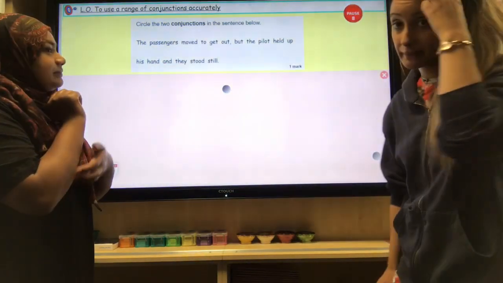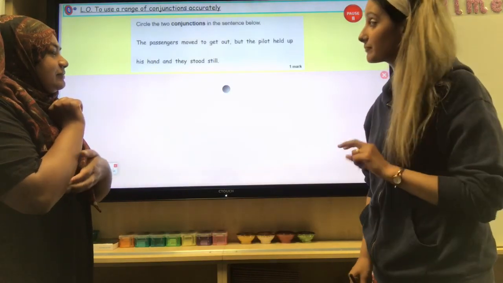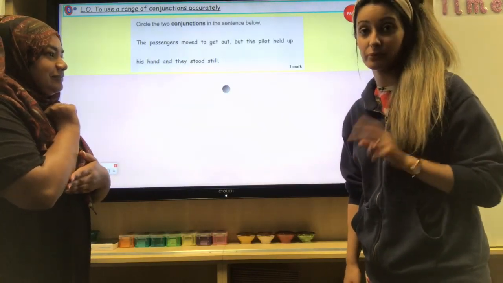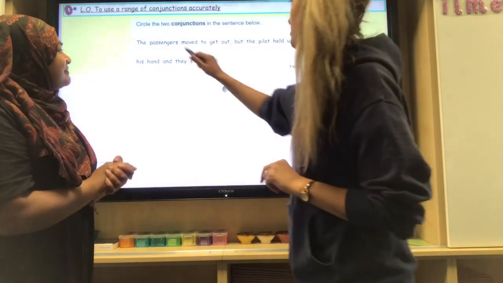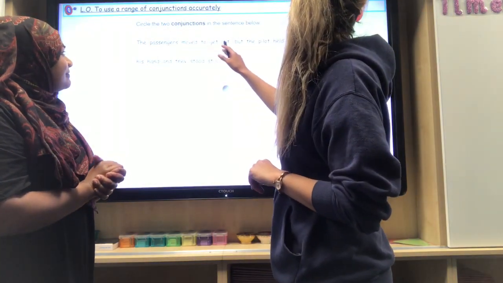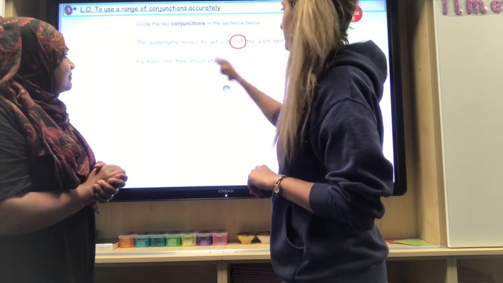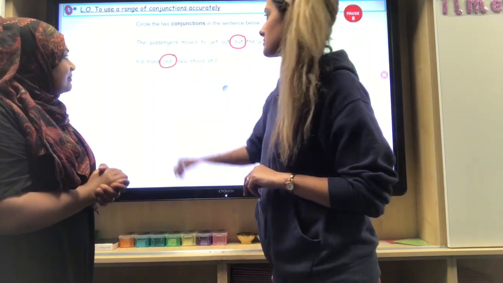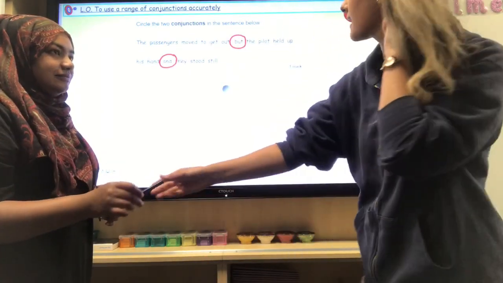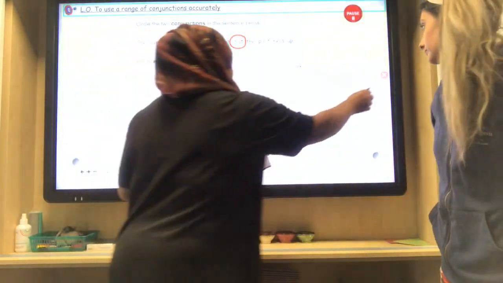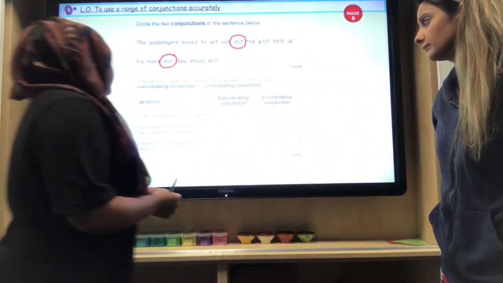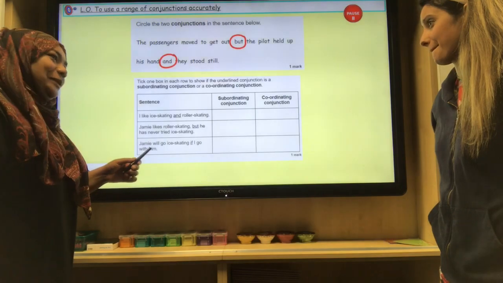Okay. I spotted them pretty quickly, actually, and they both are from the same family of fanboys, so they're both coordinating conjunctions. So the first one here, it says circle, the passengers moved to get out. There's no conjunction in there, but the pilot held up his hand and they stood still. So those are the two conjunctions in that sentence. Okay, and then let's have a look at the next one. Oh, I like these ones. That's why I put it up.